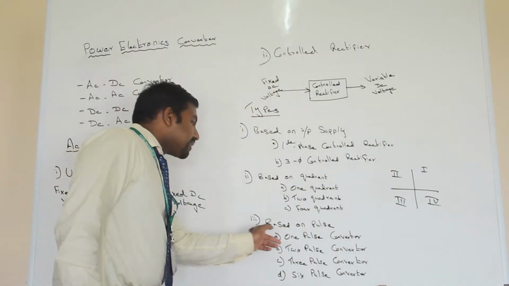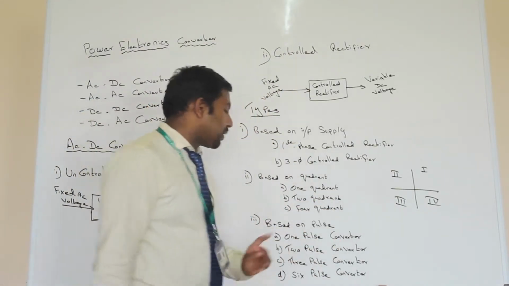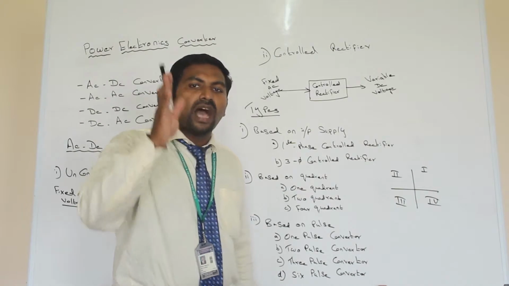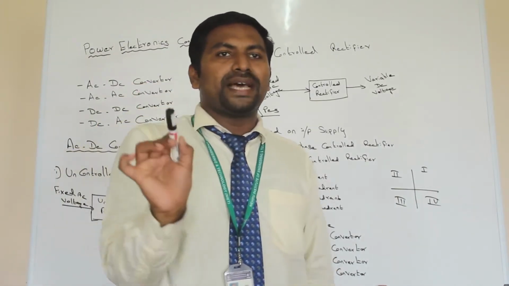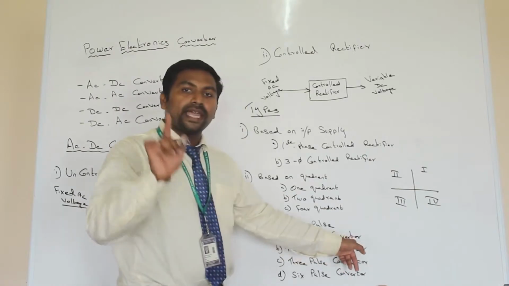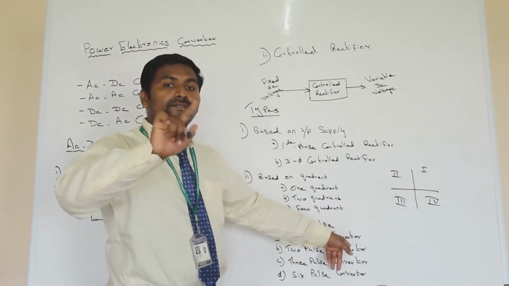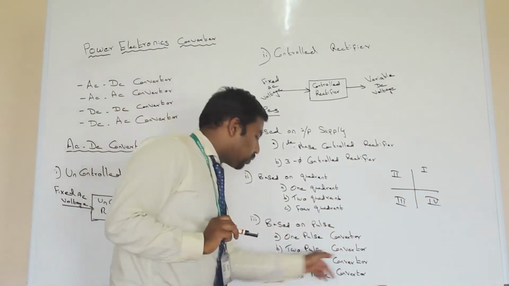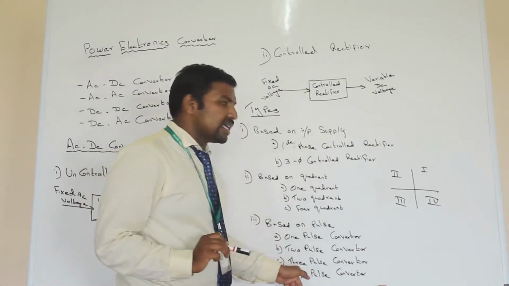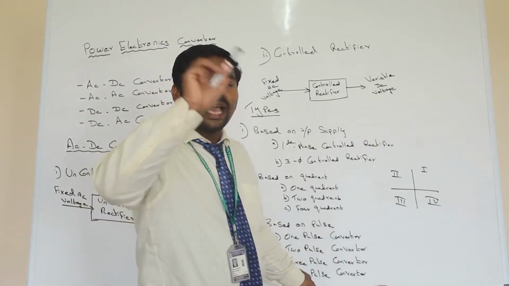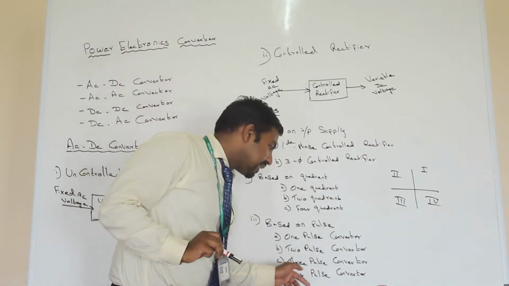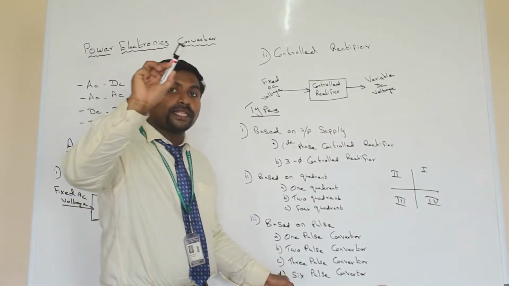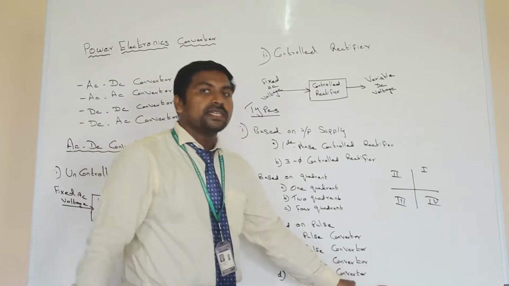Next, based on the pulses, it is classified into four different types. Based on the pulse operation, for the single phase half wave rectifier we will have one pulse, so it is called a one pulse converter. In the same way, in the single phase full wave converter, we convert both the positive pulse and negative pulse, so it is called a two pulse converter. In the three phase half wave converter, we are converting three phases' half pulse, so it is called a three pulse converter. In the three phase full converter, we are converting the three phase positive pulse and three phase negative pulse. That is called a six pulse converter.